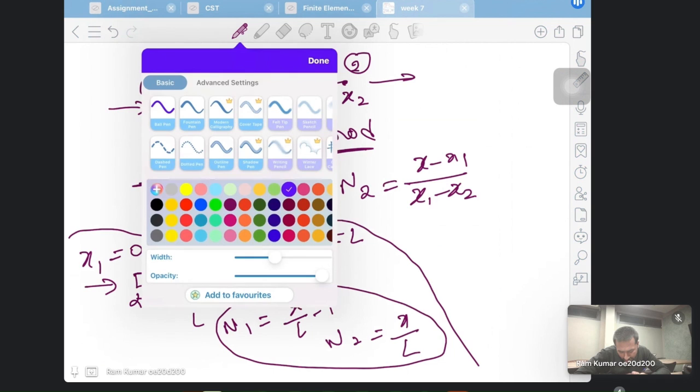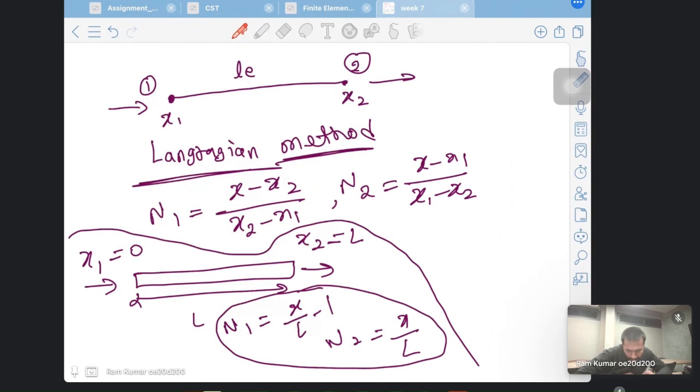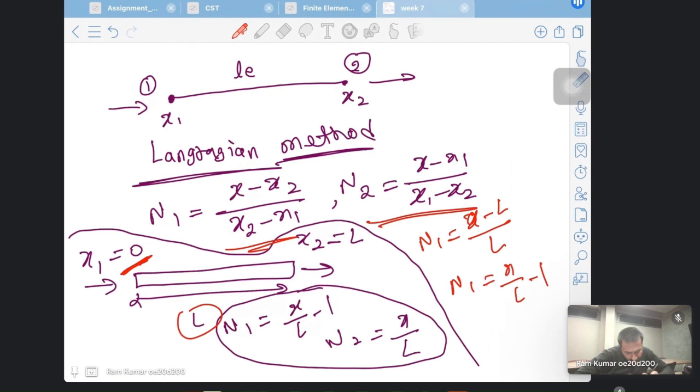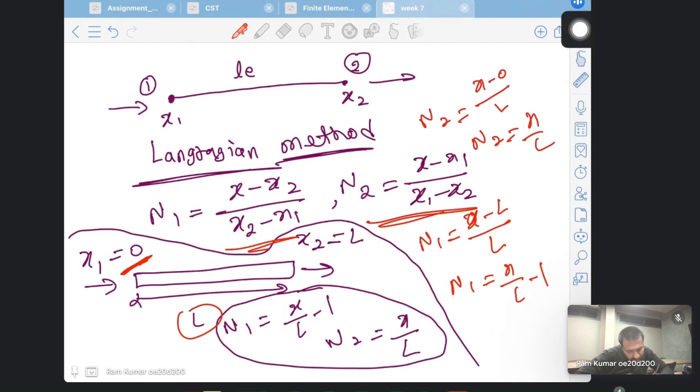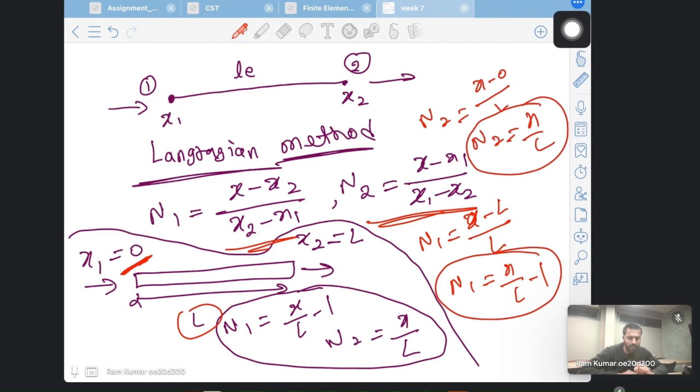What I am trying to say is, by using the Lagrangian method, if I put in the values, for example x1 equal to 0, then n1 equals (x minus L) by, this will become length L. So n1 will become 1 minus x by L. And what will be n2? I put in the values of x1 and x2, so n2 will be (x minus 0) by L, so n2 will be x by L. I think you remember these shape functions. By using the Lagrangian method, we can find the shape functions n1 and n2 easily.